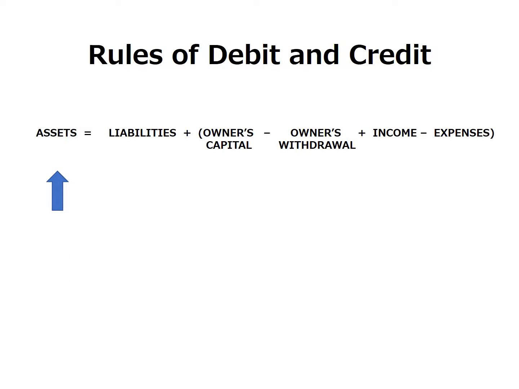If an asset is increased, we debit the asset. If an asset is decreased, we credit the asset. So instead of saying asset is increased, we use debit in order to show that an asset is increased. Instead of saying asset is decreased, we credit the asset.